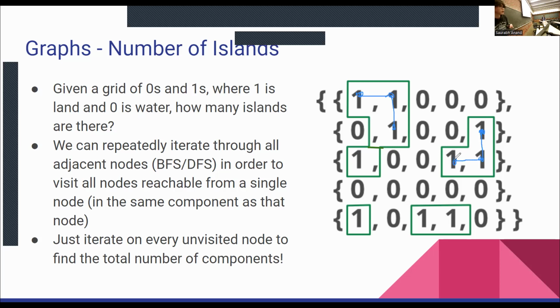So you're exploring the entire island, and since we've already visited all these nodes in this island, you never visit them again. There's a formal term for this in graph theory. It's called a connected component, which means everything is reachable from a single vertex. So an island in this context is a connected component. And we continue iterating with a similar process. We mark this one as visited, increment a counter, and so forth.